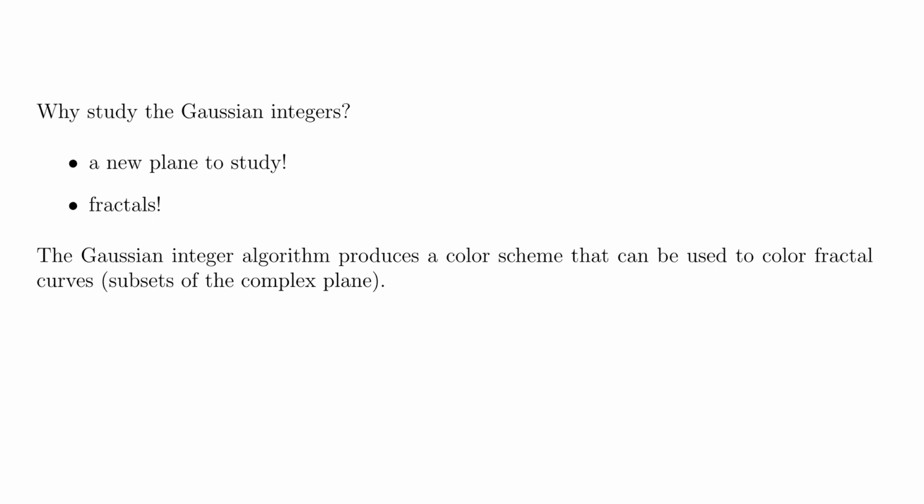So why study the Gaussian integers? Well, first, it's a new plane to study. We spend a lot of time looking at the integers and the reals, and it's a little bit interesting to switch it up and look at the complex plane. And also, fractals. The Gaussian integer algorithm, which is something that I don't really completely understand yet either, produces a color scheme that can be used to graph fractal curves, which are subsets of the complex plane. And I'll show some of those images now.